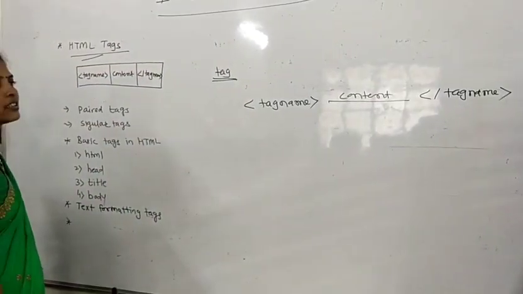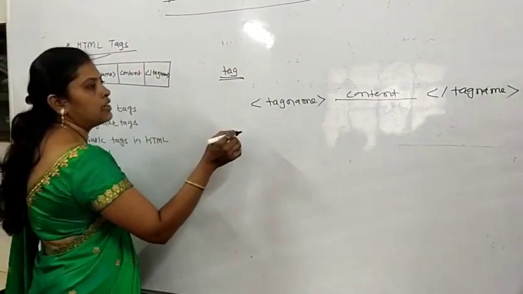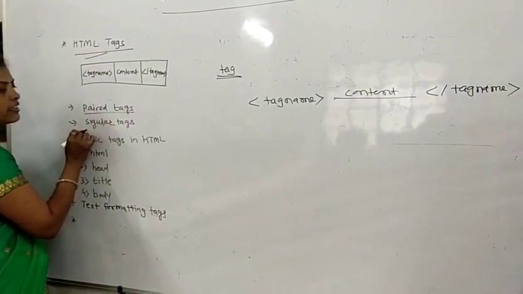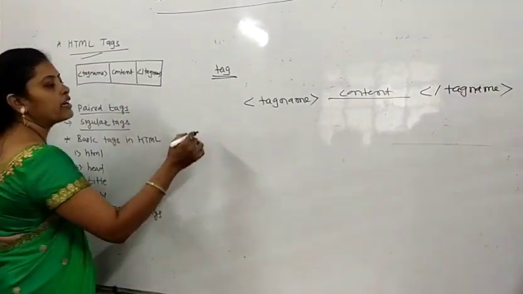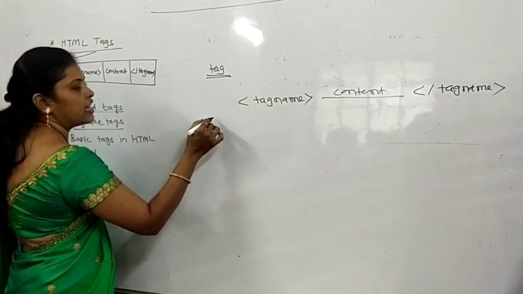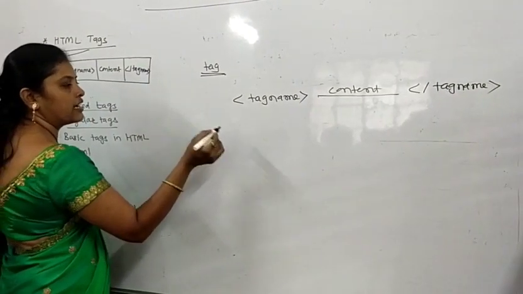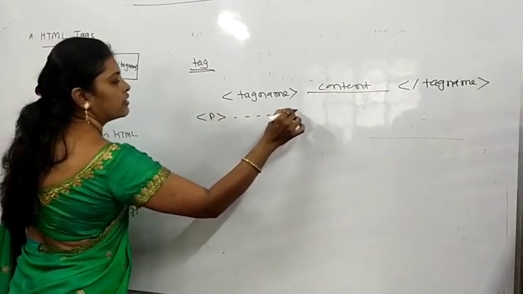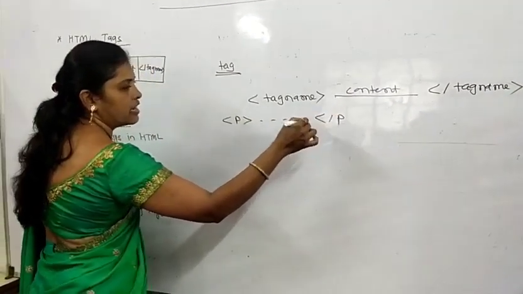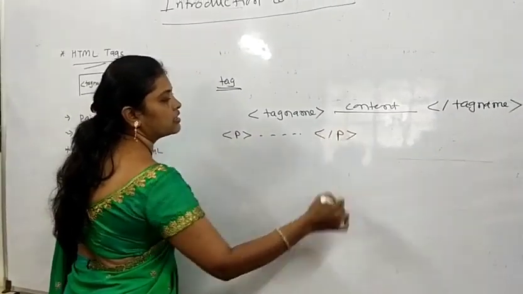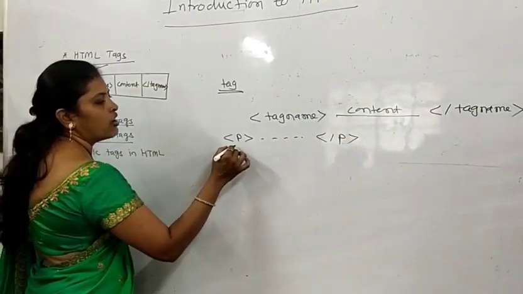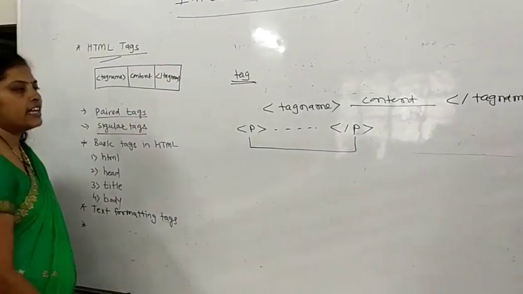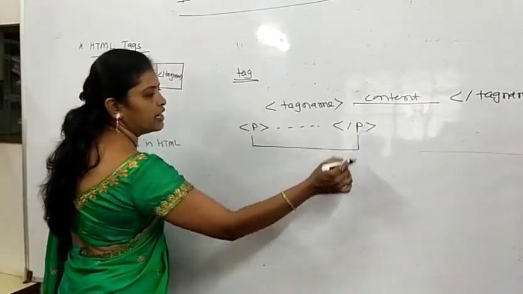There are many tags present in HTML. HTML tags have two types, that is pair tag and singular tag. Pair tags are tags which must have a start and an end. For example, p tag, content here, and less than slash p greater than, that is the end of the p tag. This is called a pair tag because it must have the start pair and the end pair.